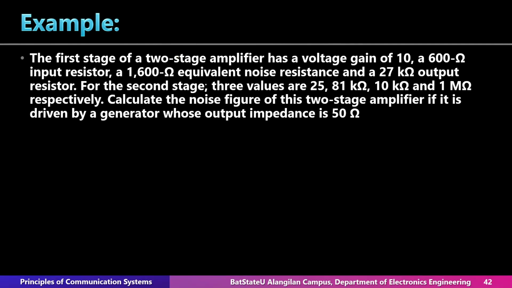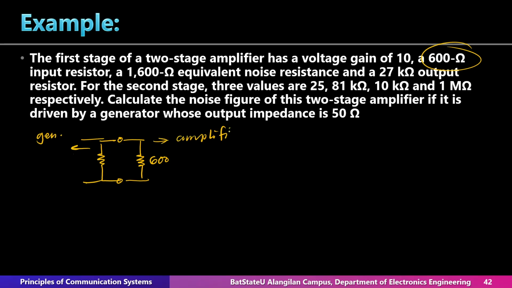So basically, yung problem natin kanina, anong ginawa? Calculate mo daw yung noise figure nung two-stage amplifier na yan kung siya ay driven by a generator. Ayan. So kung ido-drawing natin, yung generator niya, ang output impedance daw ay 50. So ito yung 50. Tapos ito naman yung amplifier mo. Na-remember magkano ang input resistance? 600. Para bagang yan yung drawing natin ngayon. Tapos ito, connected papunta sa generator mo. Ito yung generator at ito yung amplifier.